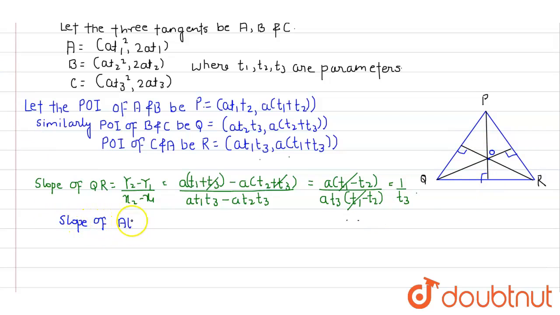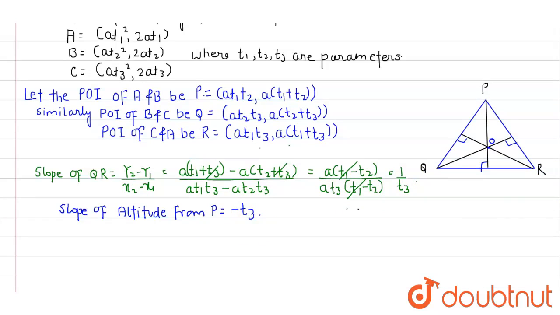Okay, so I can write that the slope of the altitude from P will be what? Negative reciprocal, since they are perpendicular to QR. So it will be just minus T3. And now we can write out the equation of the altitude. Okay, so the equation of the altitude from P, its equation will be what?